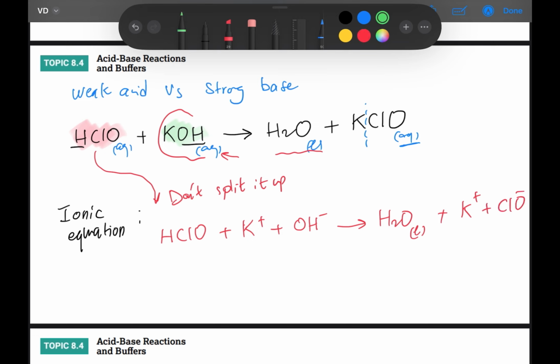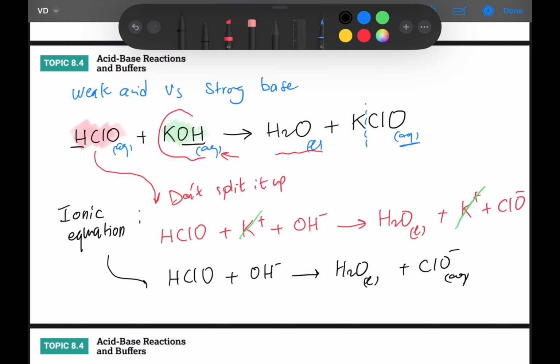Now the next step is canceling out the identical species on both sides of the arrow. So we cancel out the K's, and we end up with HClO plus OH negative gives water in a liquid state plus ClO negative. So this is the ionic equation for this reaction. I'm done with my first part, which is writing the ionic equation.